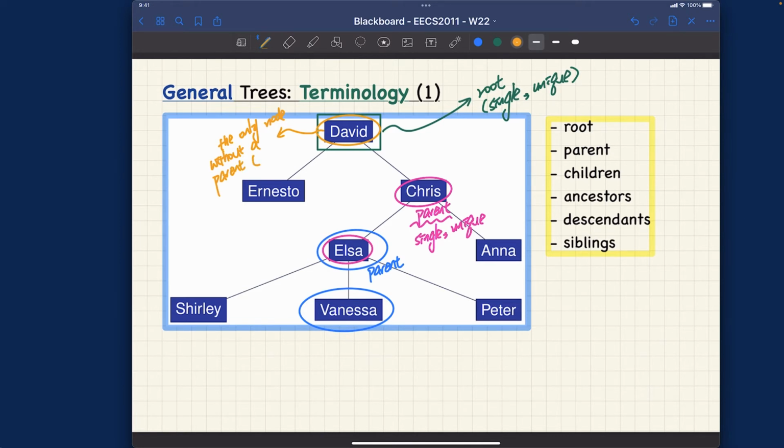Or programmatically, you can think about the parent would just be null. All right, so that's pretty straightforward. Let's now move on. Oh, let me just say one more thing.